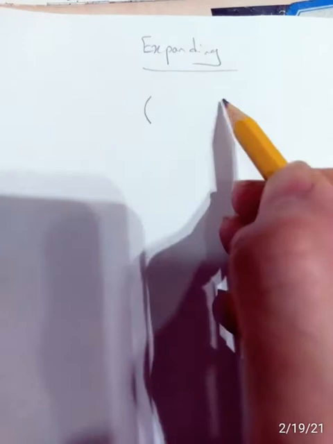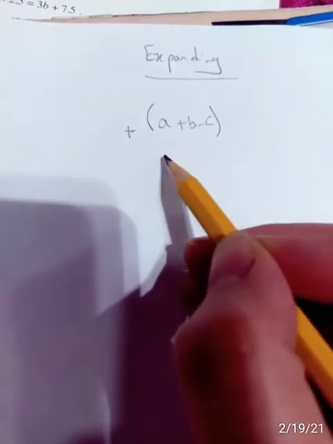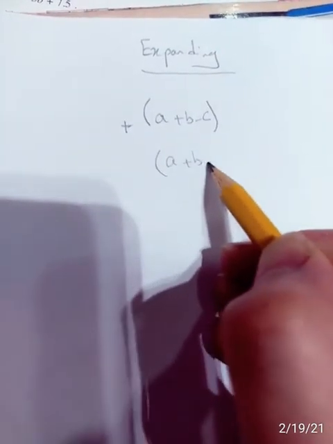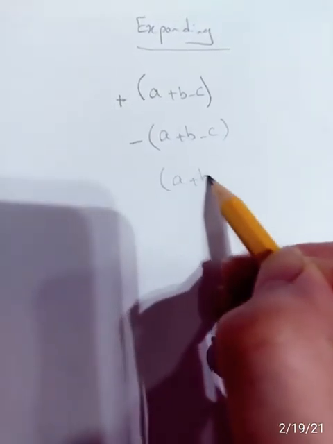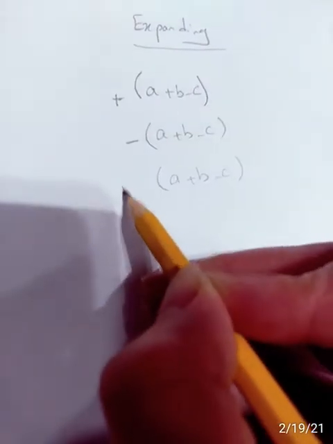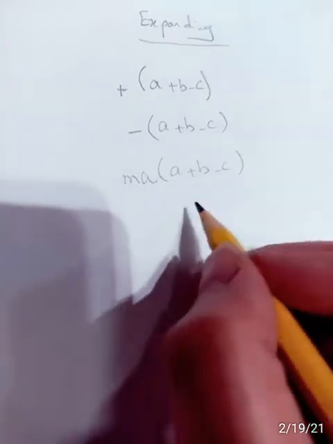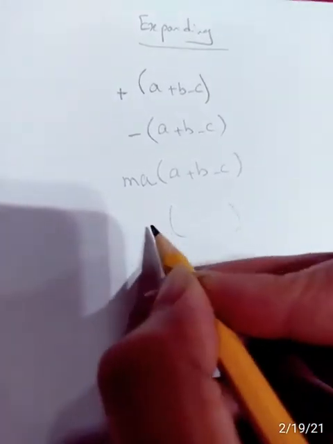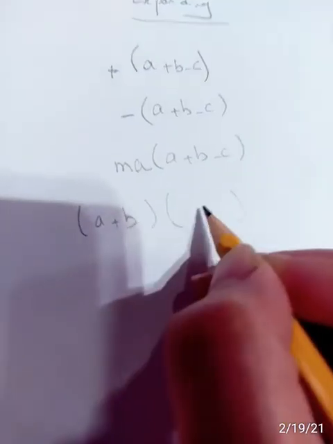First, maybe I have a bracket, for example, this a plus b minus c. I have a plus before the bracket. Maybe I have minus before the bracket. Sometimes I have a term before the bracket. Other times I have a bracket before the bracket. For example, a plus b, c minus d.